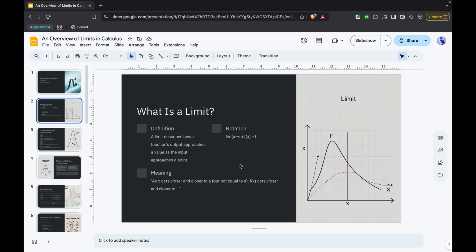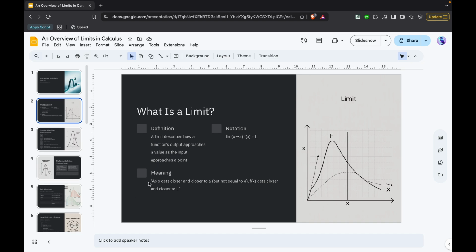A limit describes how a function's y value, if we have f of x equal to something of x, what will that y value approach as the input approaches a point. So let's say x approaches a point A. What we're trying to figure out is the value of f of x as x approaches A. The notation is the limit as x approaches A, with x arrow A on the bottom of the limit symbol, of f of x equal to a value L.